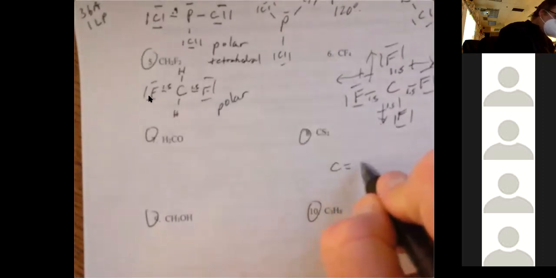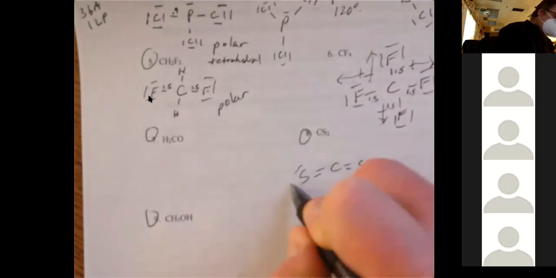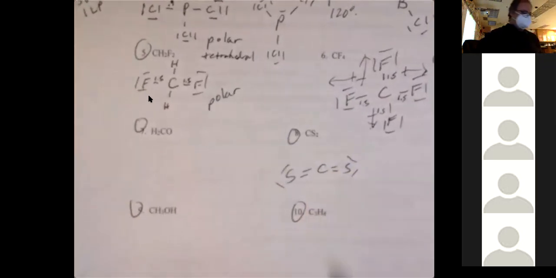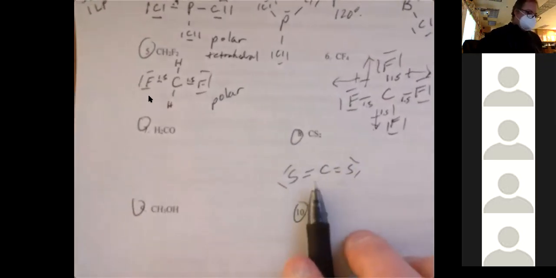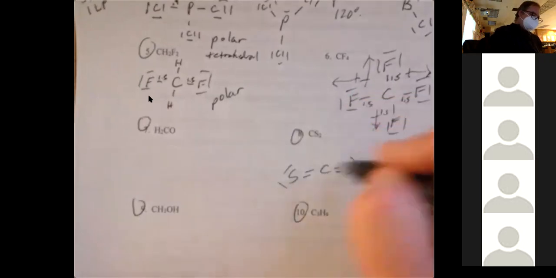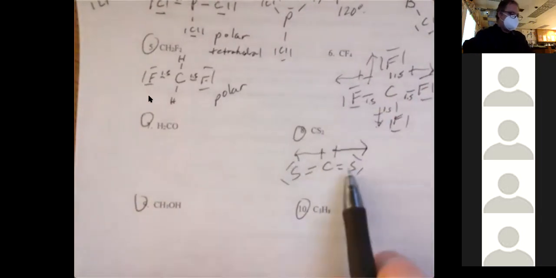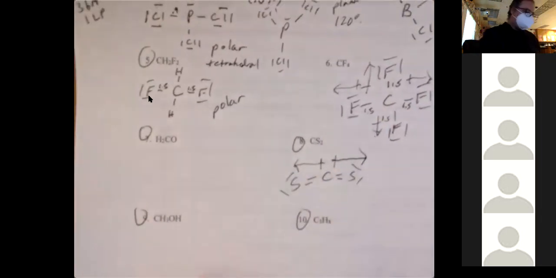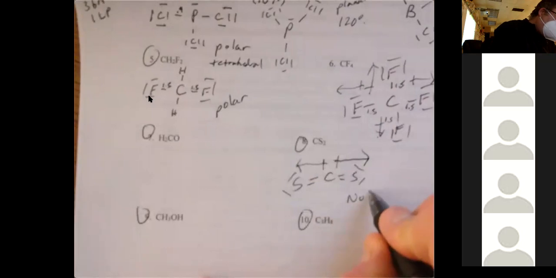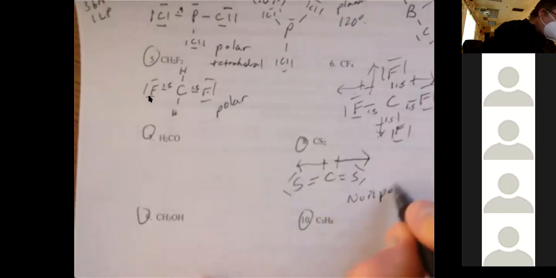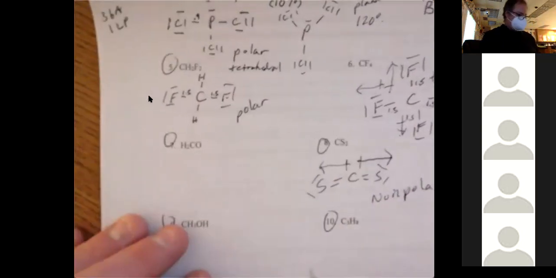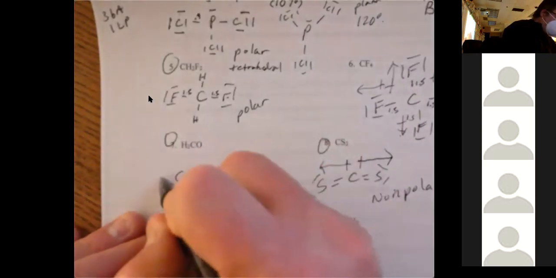CS2. Look at the structure of this. This is linear. So if the pull is out in that direction and that direction, they are going to cancel each other out. That is non-polar. Non-polar.